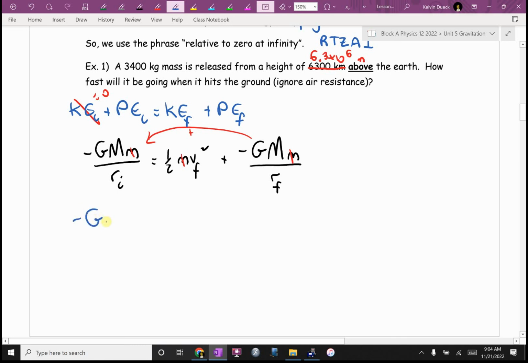Negative big G, big M, little m over R initial, and then it's plus because this was negative. Big G, big M. Oh, no, wait a minute, Mr. Dewick, the m's canceled. Big G, big M over R final. Don't need to write the little m's. That equals 0.5 V squared.